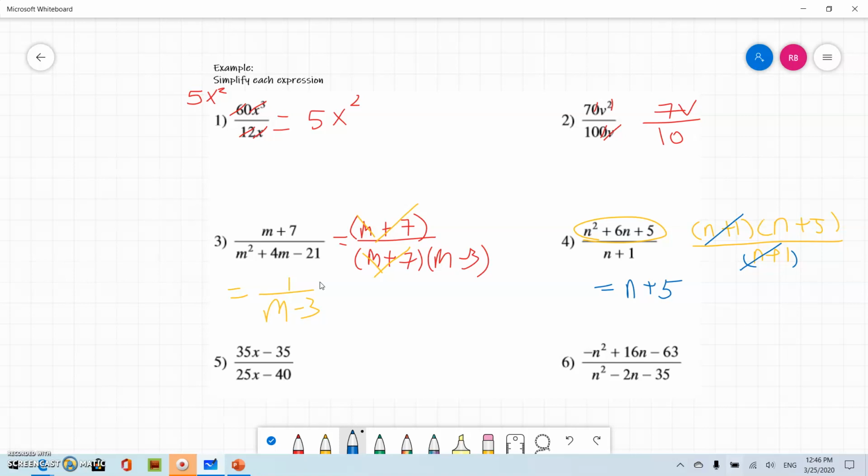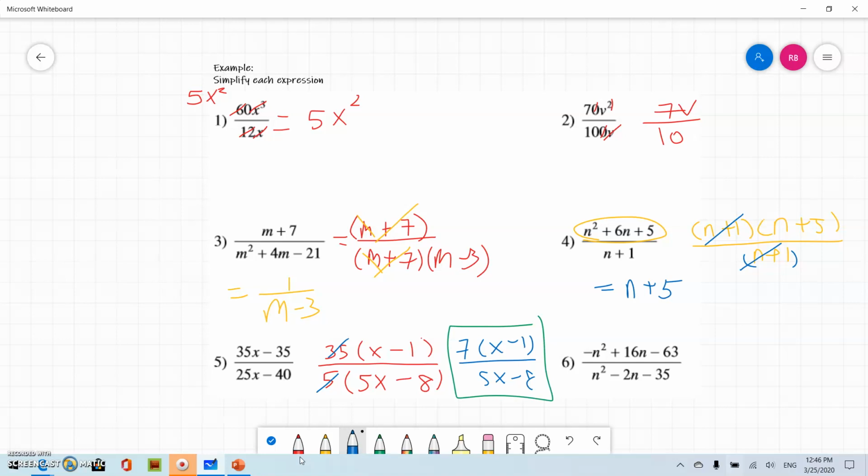This one, I know you just want to cross out all the 5s, but again, you need to factor first. So 35x and 35 has 35 in common. So then I factor out 35 and x minus 1 is left. 25 and 40 has 5 in common, and then 5x is left, and then 8 is left. Now, once you've factored both numerator and denominator, you can reduce. So it's 7 times x minus 1 on top, and 5x minus 8. And even though you might not like what you see here, this is the answer.